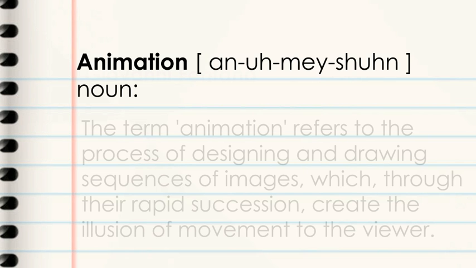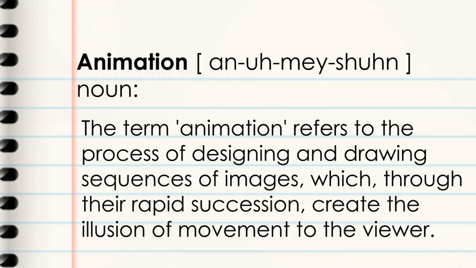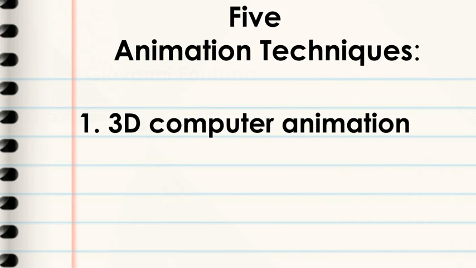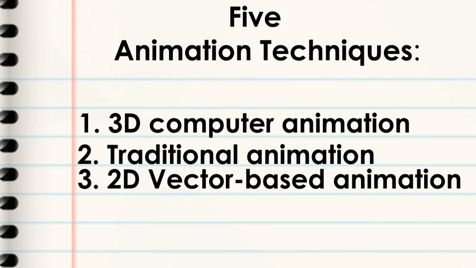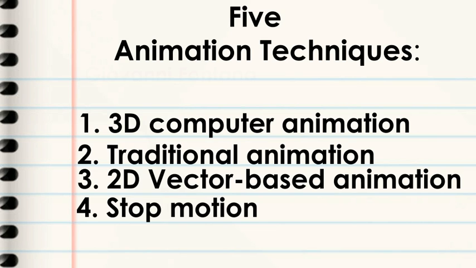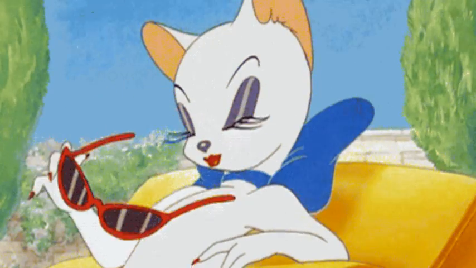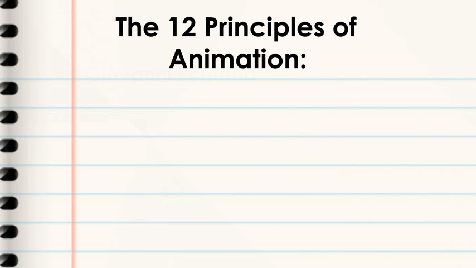First things first, what is animation? The term animation refers to the process of designing and drawing sequences of images, which, through their rapid succession, create the illusion of movement to the viewer. There are 5 types of animation techniques that animators use: 3D computer animation, traditional animation, 2D vector-based animation, stop motion, and motion graphics. And regardless of which technique an animator uses, a successful animation follows 12 principles.